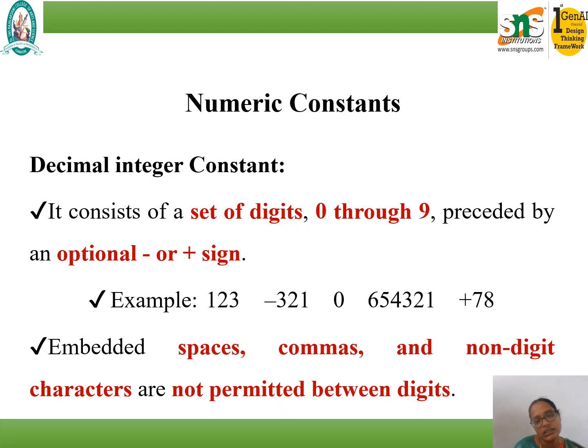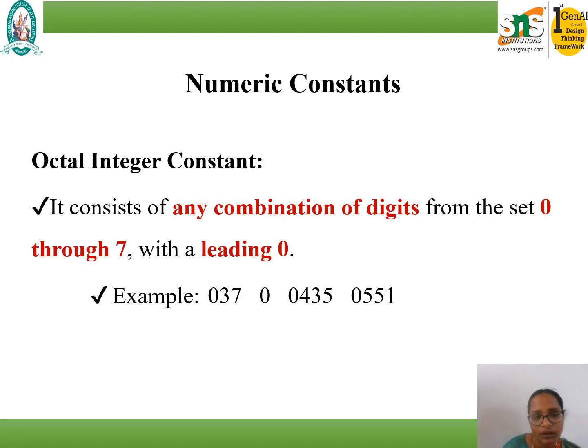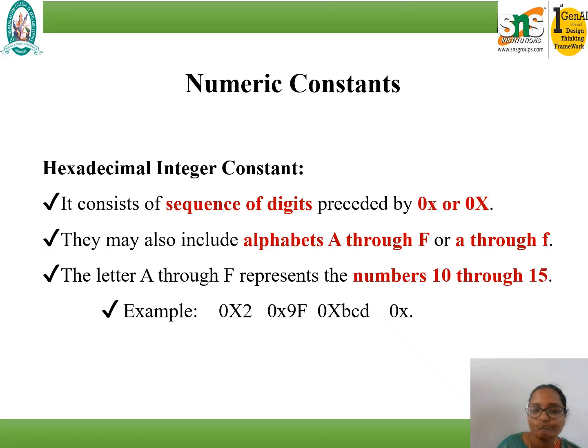Decimal integer constant: it has decimal values and plus and minus symbols, which denote positive and negative numbers. Embedded spaces, commas, or any other characters will not be allowed for a decimal integer constant. Octal integer constant: any combination of digits 0 to 7 will be taken here. It is a leading 0, so it should start with 0 as the starting value.